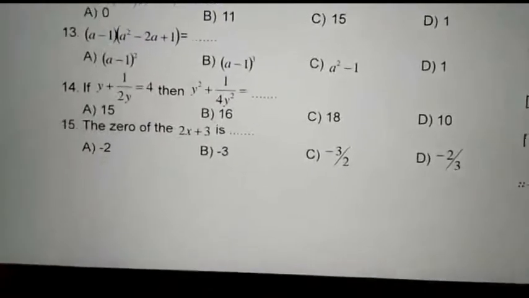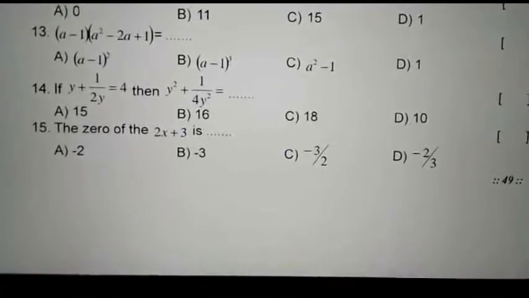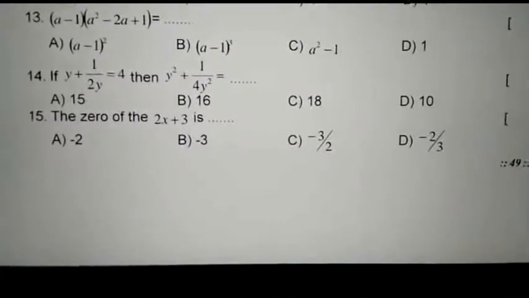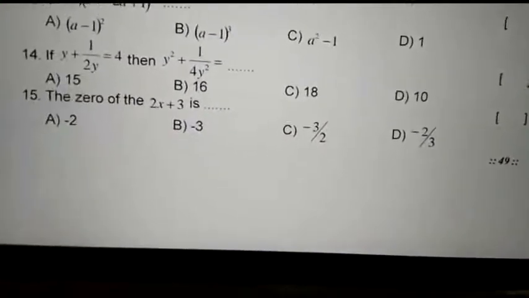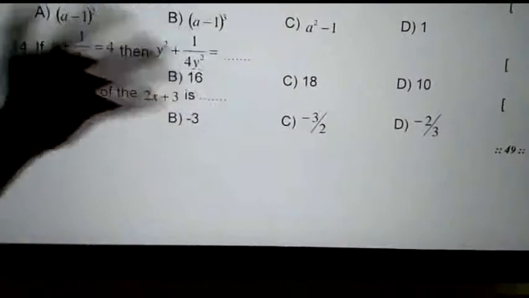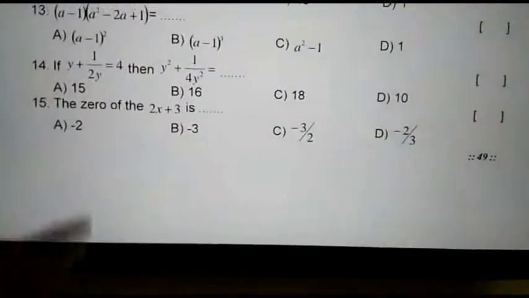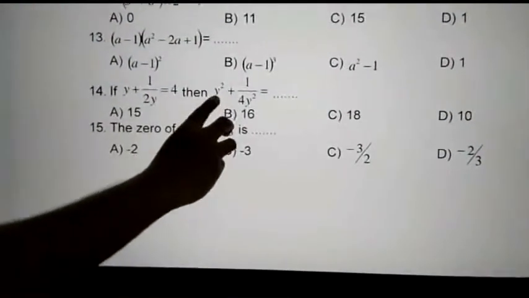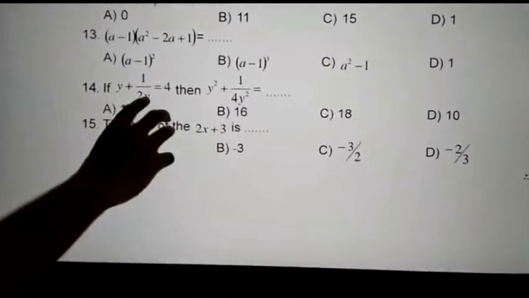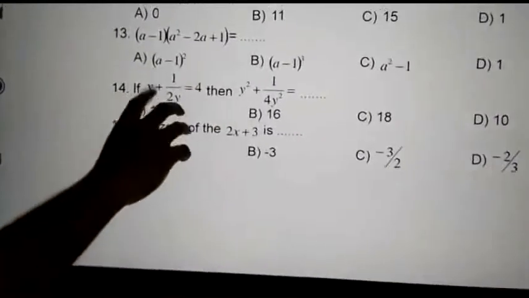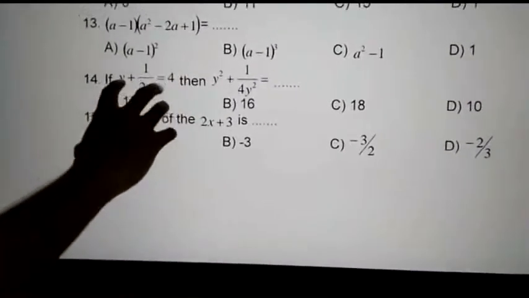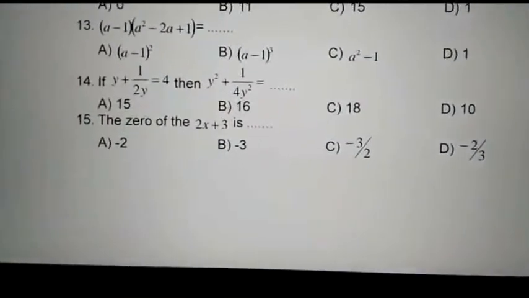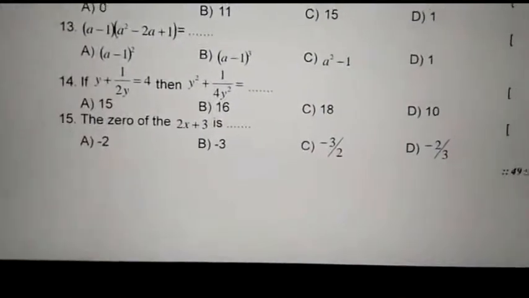Going to the next question. It is given that if y plus 1 by 2y is equal to 4, then what is y square plus 1 by 4y square? Clearly see, this is a square, so y plus 1 by 2y should be squared. So if you square both sides, y plus 1 by 2y whole square is equal to 4 square. This is the idea. Let us put this idea on the board.